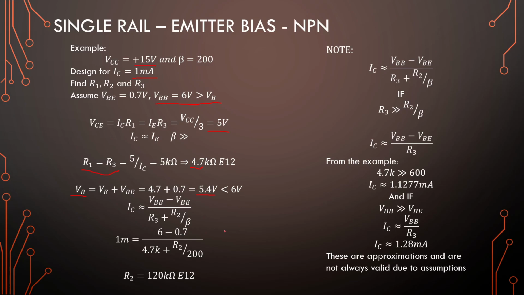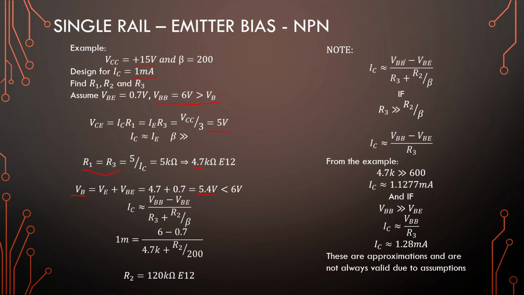And we can now use this equation right here. So 1 milliampere should be (6 minus 0.7) divided by (4.7 kilo ohms plus our resistor 2 divided by 200). And that's 120 kilo ohms. 120 kilo ohms divided by 200 is a much smaller value than we saw in the previous problem when it was 1 mega ohm, right? So there is much more stabilizing going on than in the previous problem. This is less beta dependent already.